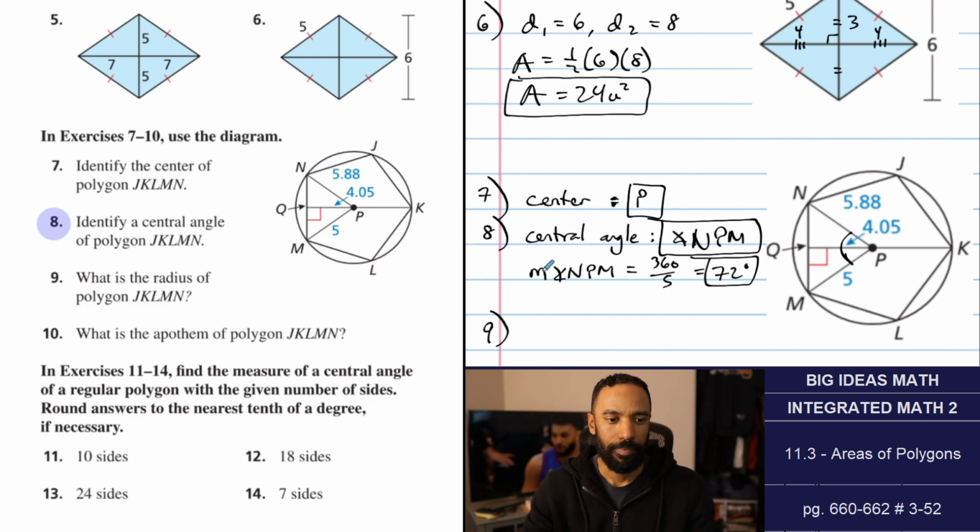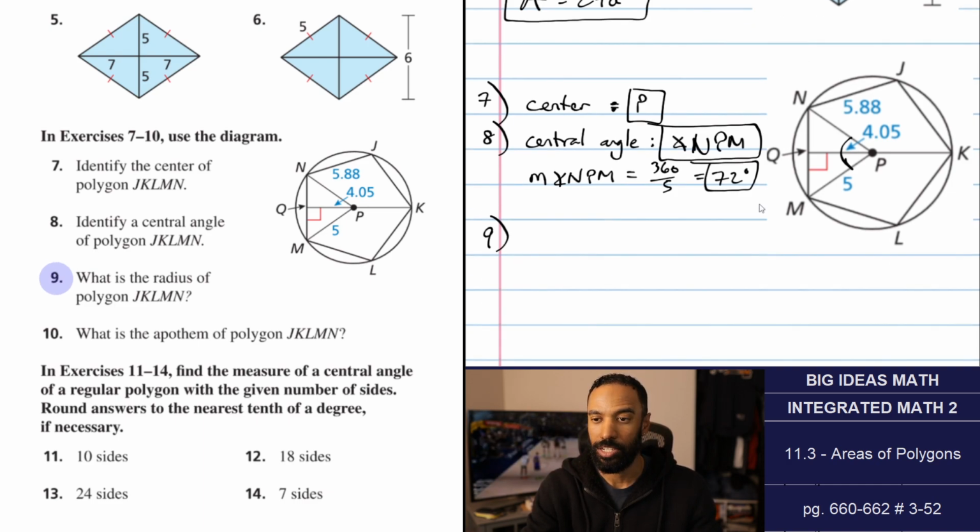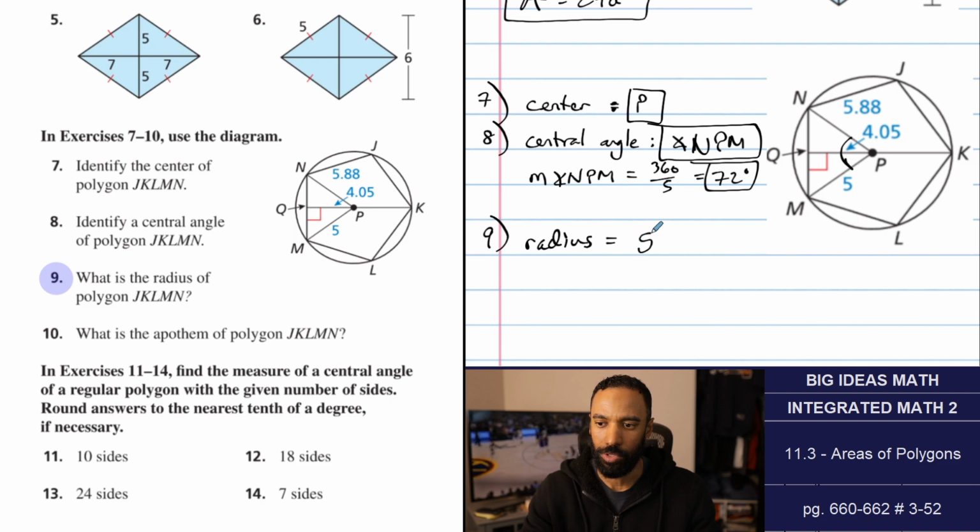And number 9, what is the radius of polygon JKLMN? They're asking for the length in that case, not just a segment. Whereas a radius would be PN, or a radius would be PM, but the length in this case is consistent throughout. It'll be 5. So radius, this is where I'm going to put equals 5.